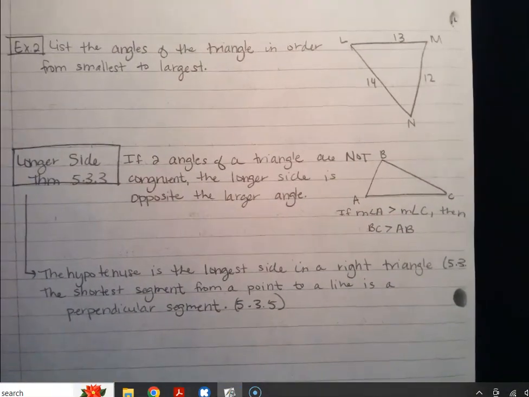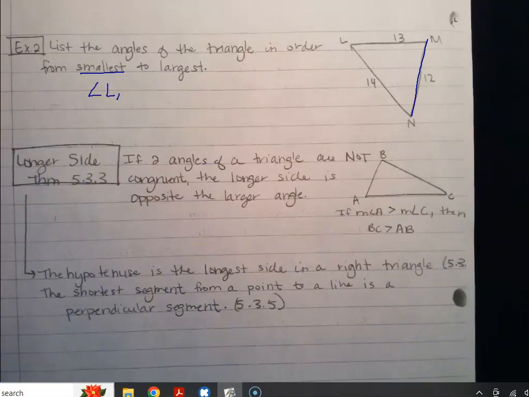Okay, so example 2, list the angles of the triangle in order from smallest to largest. So what's our smallest? First question, what's our smallest or shortest side? MN is the shortest side. What angle is opposite of MN? L. So angle L is the smallest.